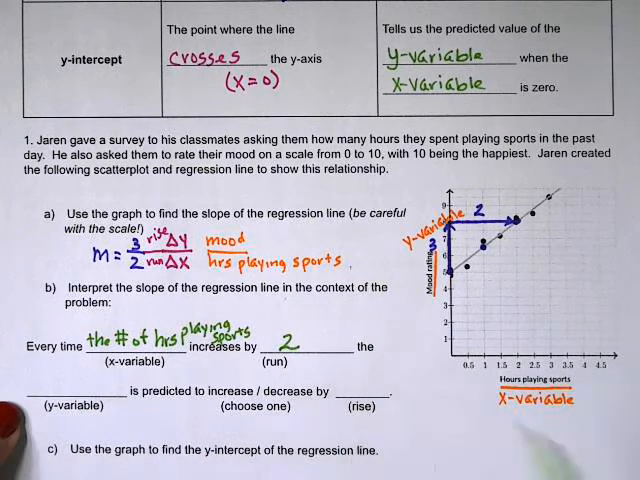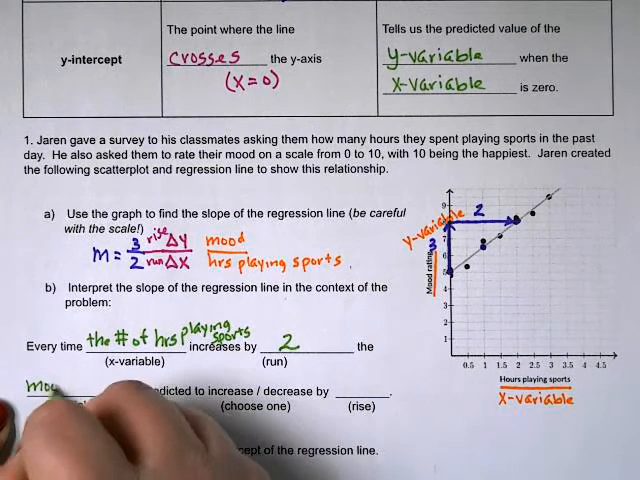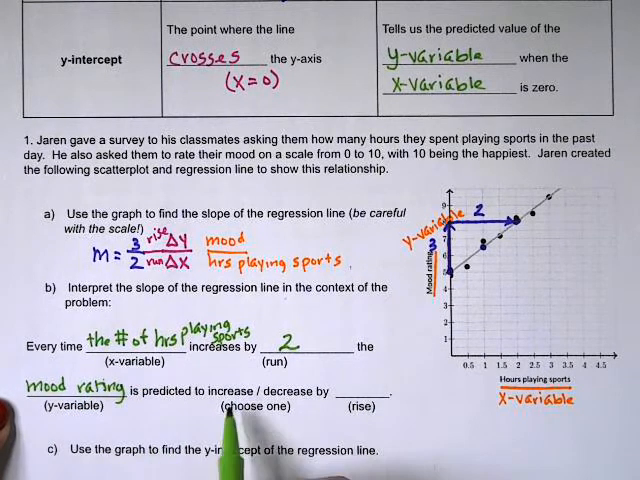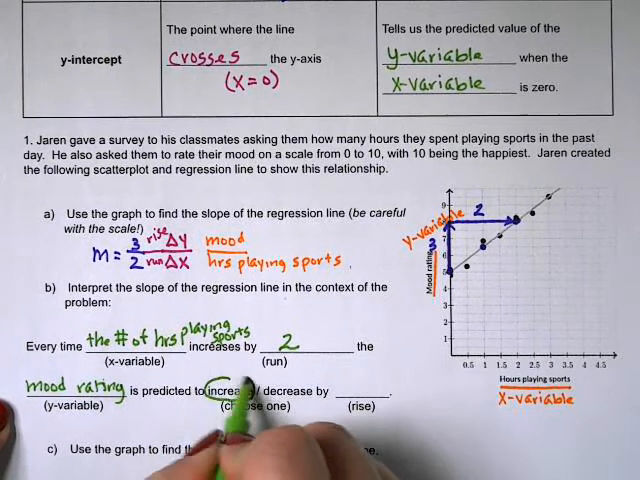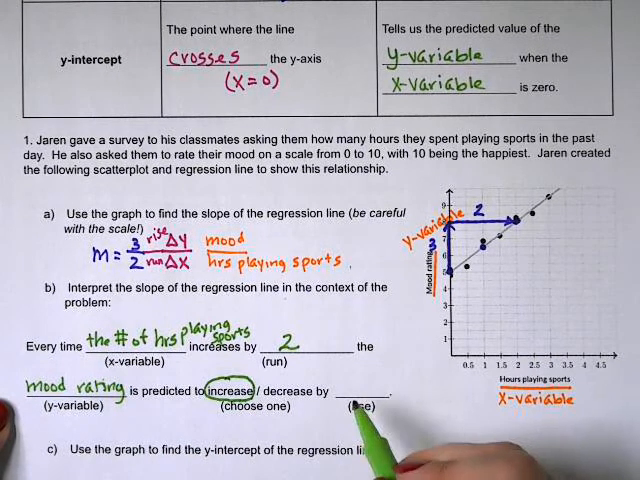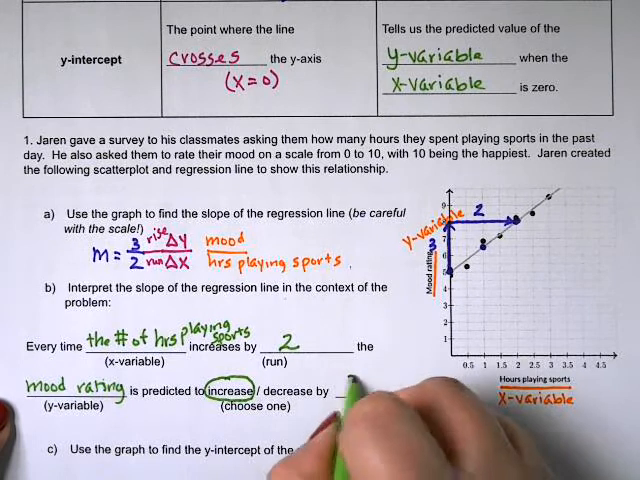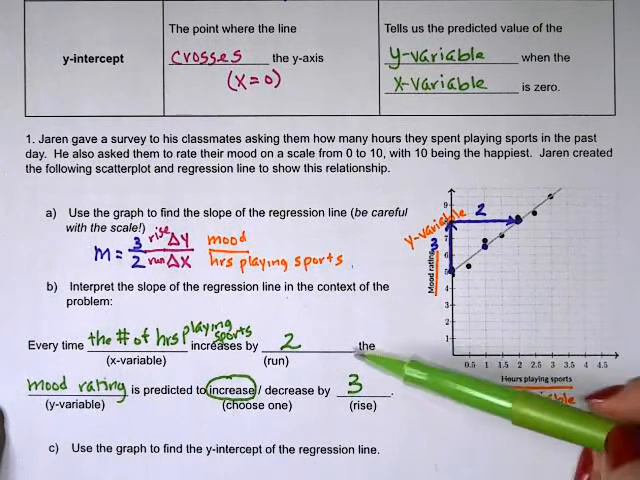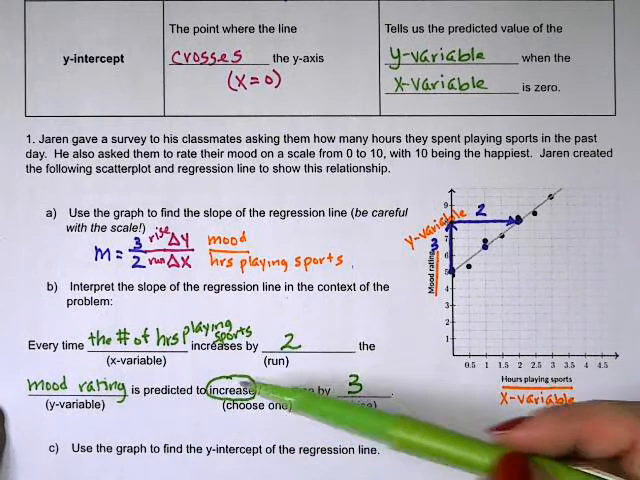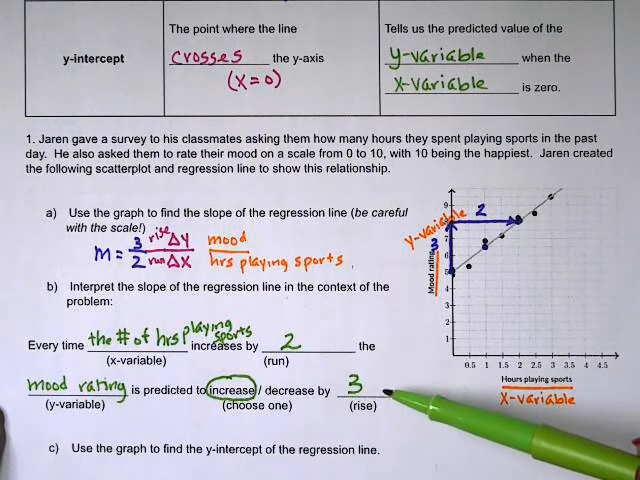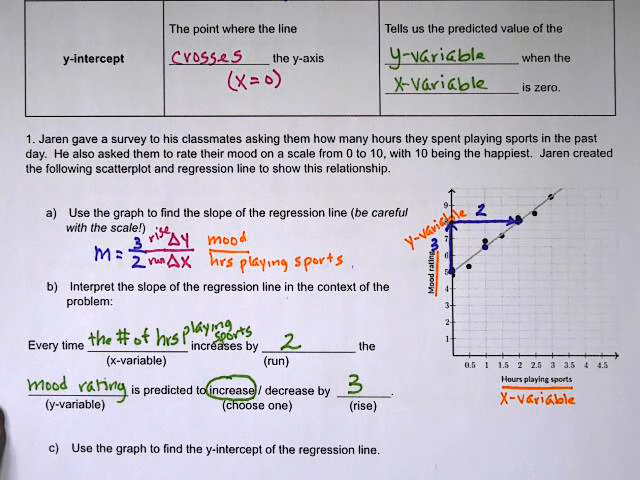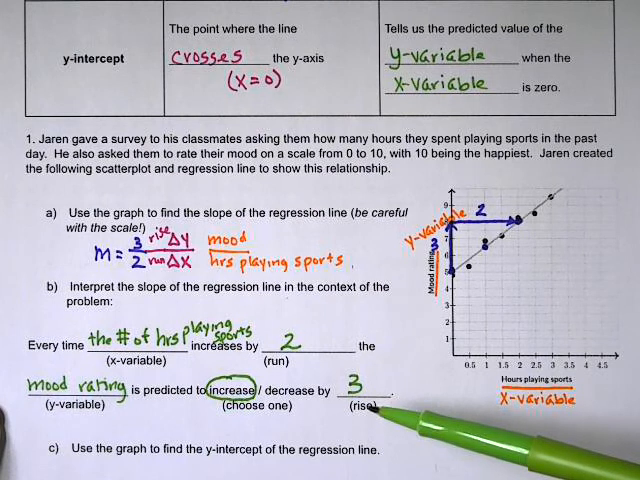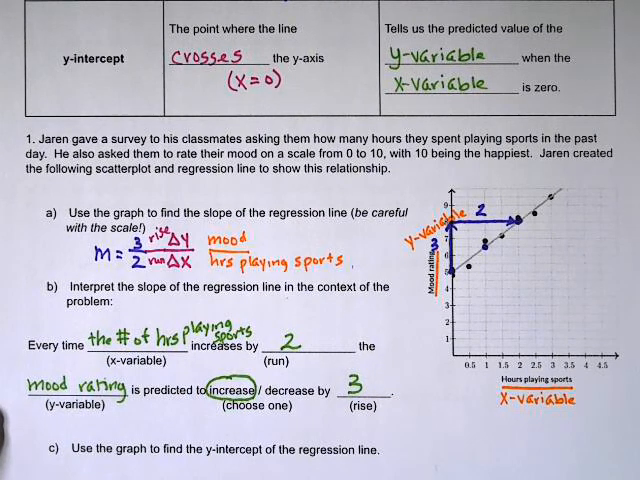the y variable, so the mood rating, is predicted to increase, because this is a positive association, by whatever the rise is. So the rise is 3. So as a full sentence, we've got every time the number of hours playing sports increases by 2, the mood rating is predicted to increase by 3. So every time you add 2 hours to your workout, your mood is going to increase by 3 points. That's what this sentence says, okay?